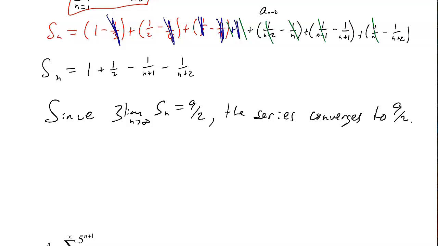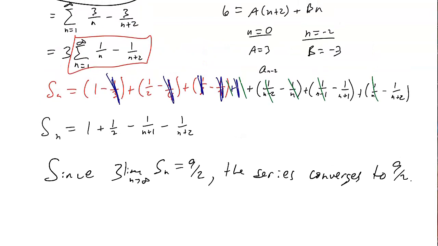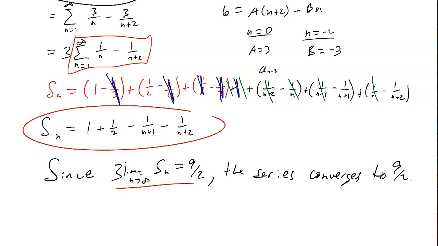And that's it. That's what I'm looking for in the statement. So the limit equals 9/2. Make sure you define what S of n is, otherwise you need to do it in your statement, and the series converges to that sum as well.